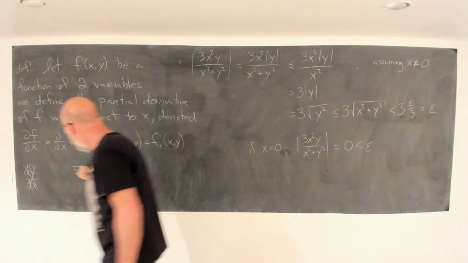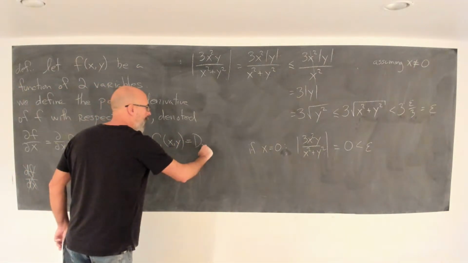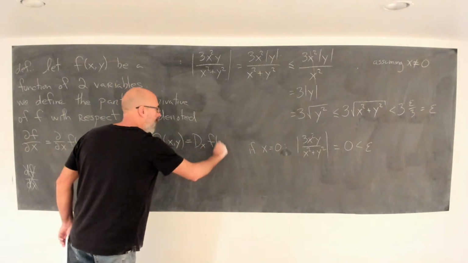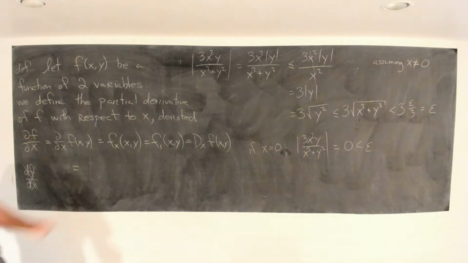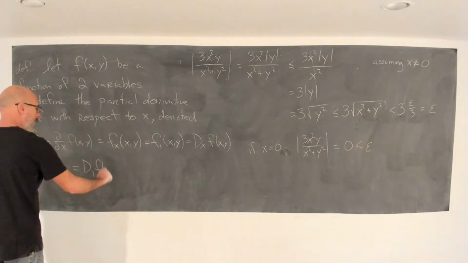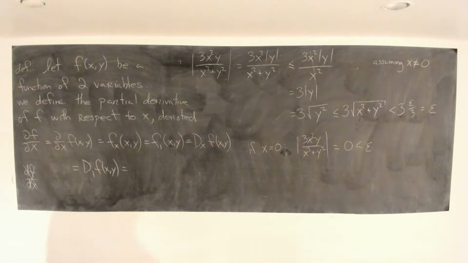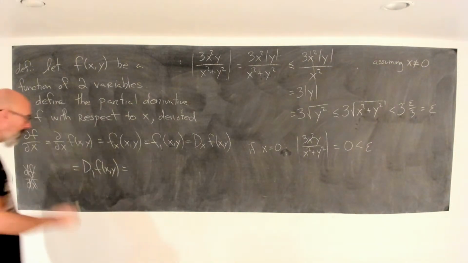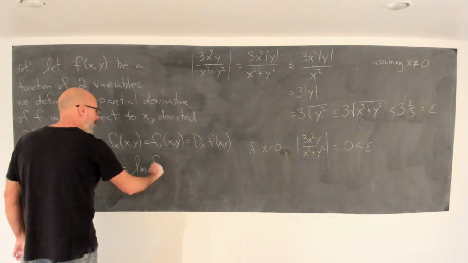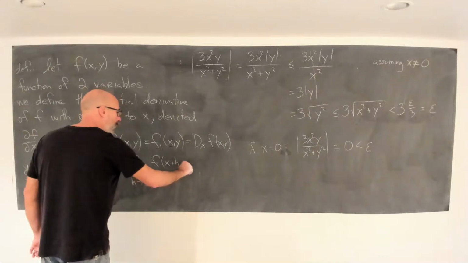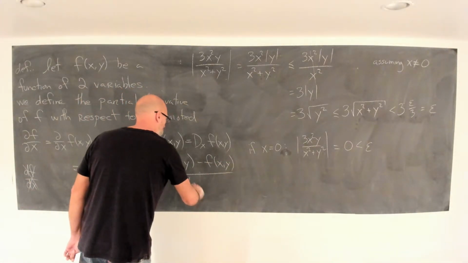All of these, also sometimes D_x, or f_y, or even D1. So many notations for the same thing. As the limit, as h goes to 0, of f of x plus h, y minus f of x, y over h.